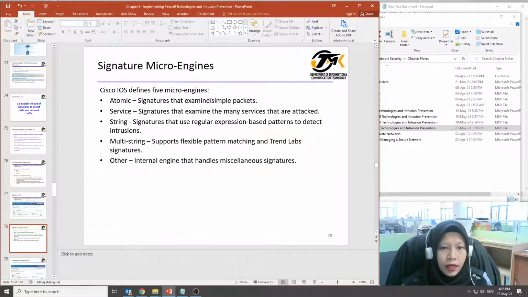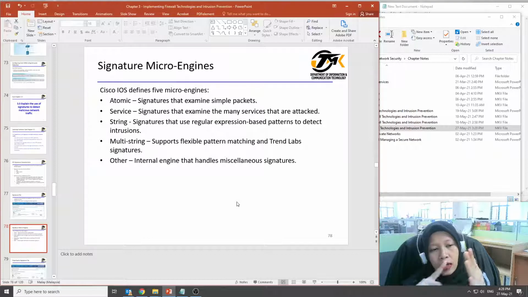In the signature, there are 5 types of micro engine. The first is atomic, then service, string, multi-string, and others. All these 5 micro engines are different from each other. As previously stated, atomic is the simplest packet to examine. Service usually examines the service in the particular network that has been attacked. The string engine usually uses regular expression based patterns to detect intrusion.